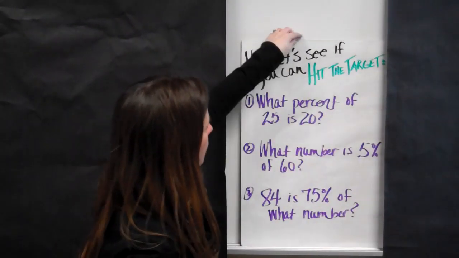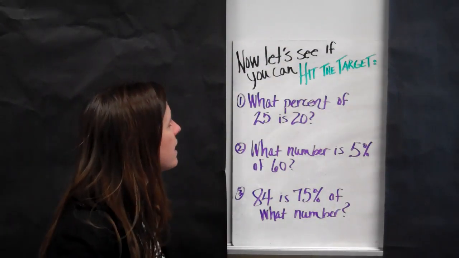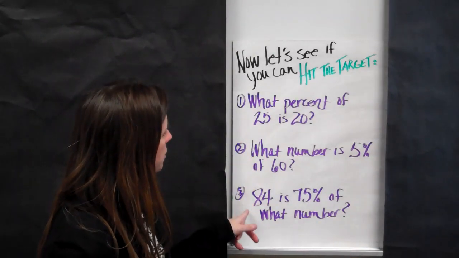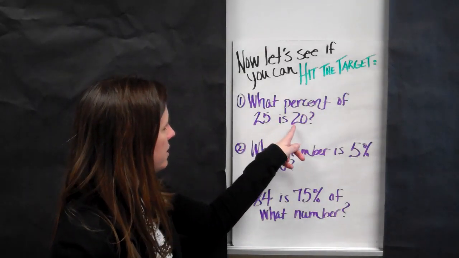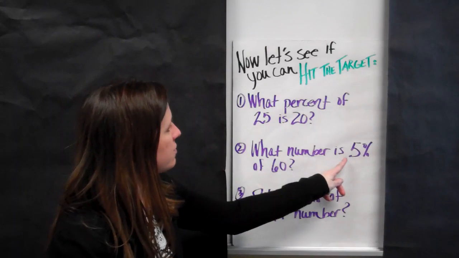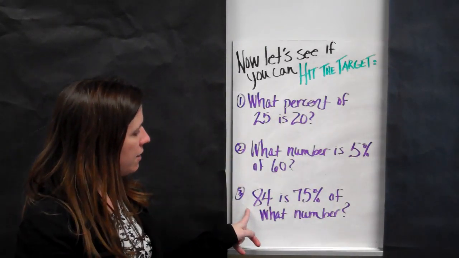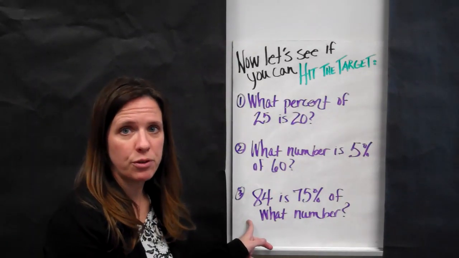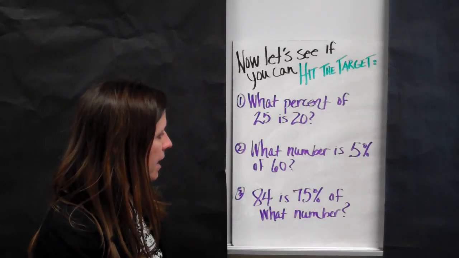Okay, so now we're going to have you give it a try and do three similar problems to the ones that I showed you today. Let's see if you can hit our target. The three problems that you're going to try are listed here, and they were in the beginning too. What percent of 25 is 20? You're looking for percent there. What number is 5% of 60? You're looking for the part there. And 84 is 75% of what number? You're looking for the whole there. If you have any questions, you can rewatch the video, and good luck.